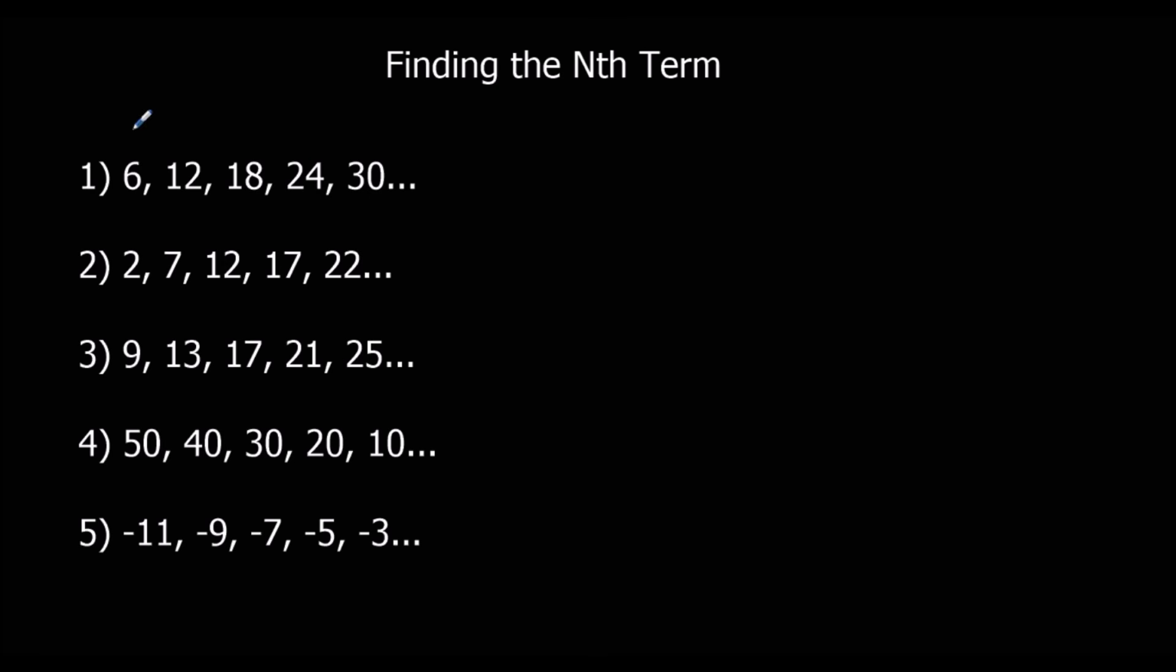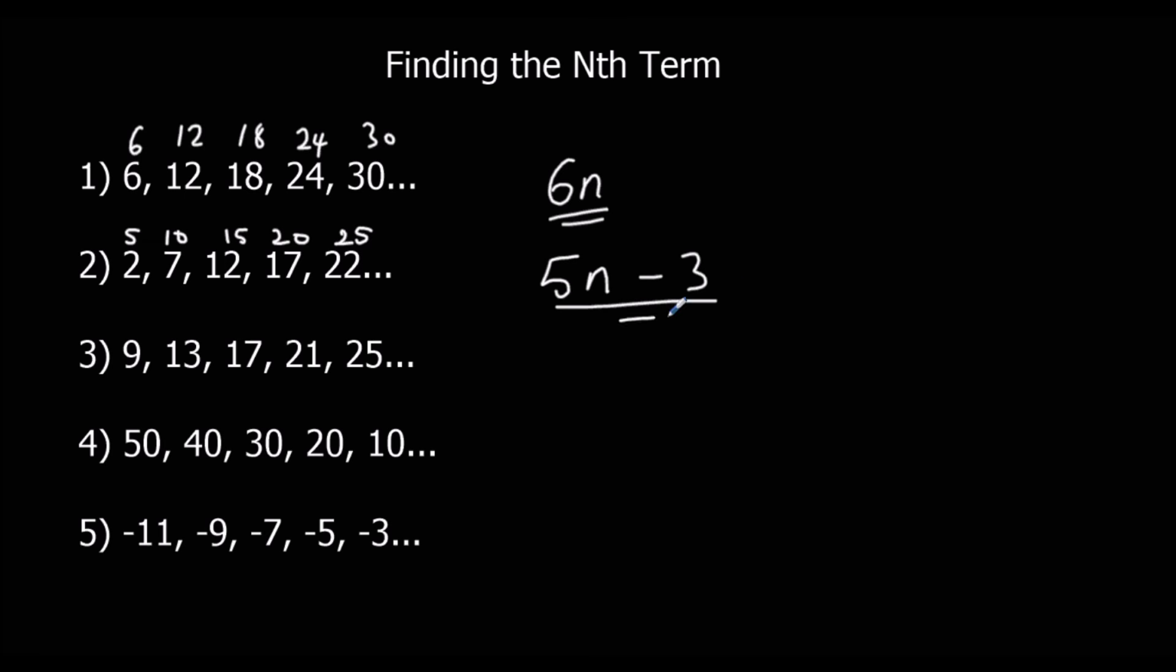Okay, so the first one is going up in 6s, so it's 6n. It actually is the 6 times table, so we don't have to do anything for 6n. The answer is just 6n by itself. Second one, we're going up in 5s, so it's the 5 times table, 5n. 5, 10, 15, 20, 25. What have we got to do to the 5 times table to get our sequence? Take off 3. 3 less every time.